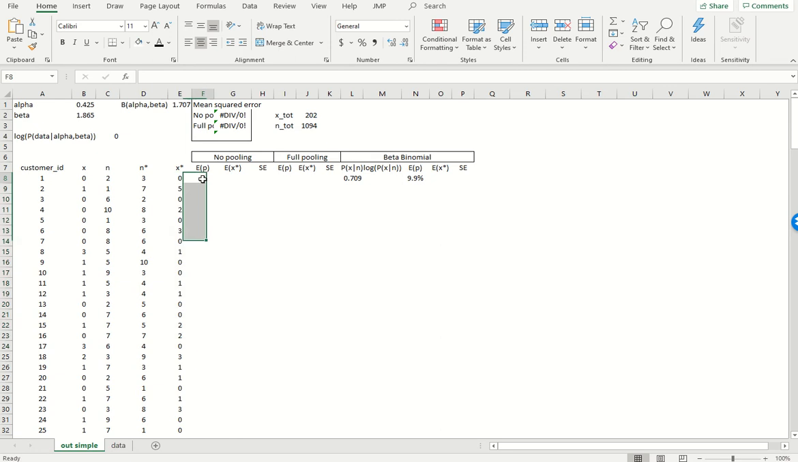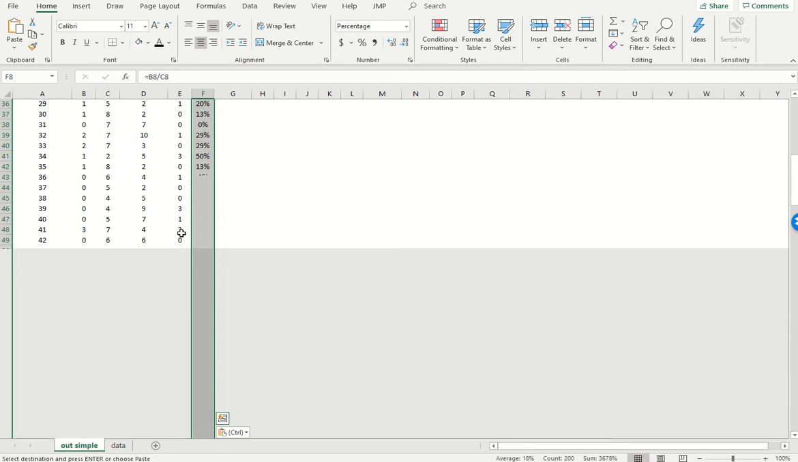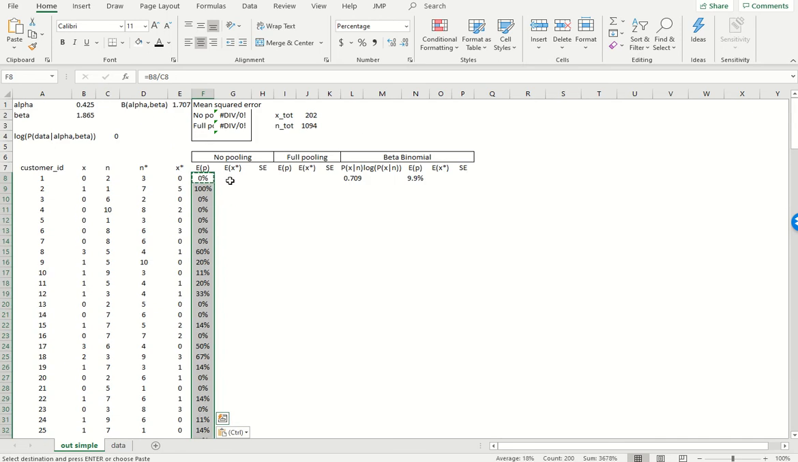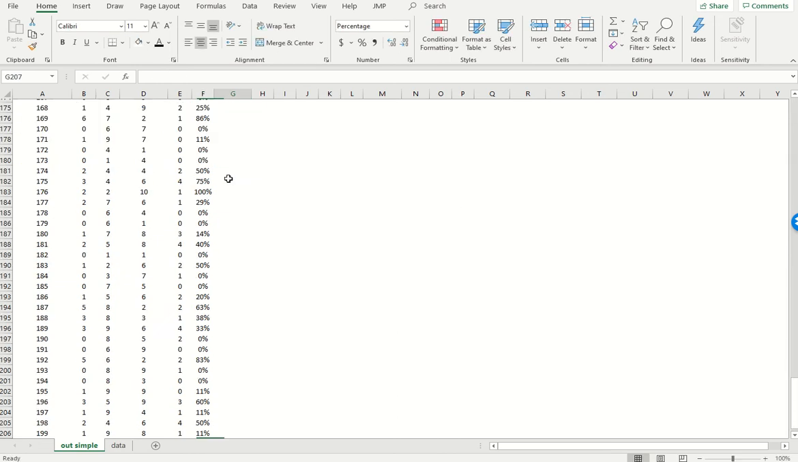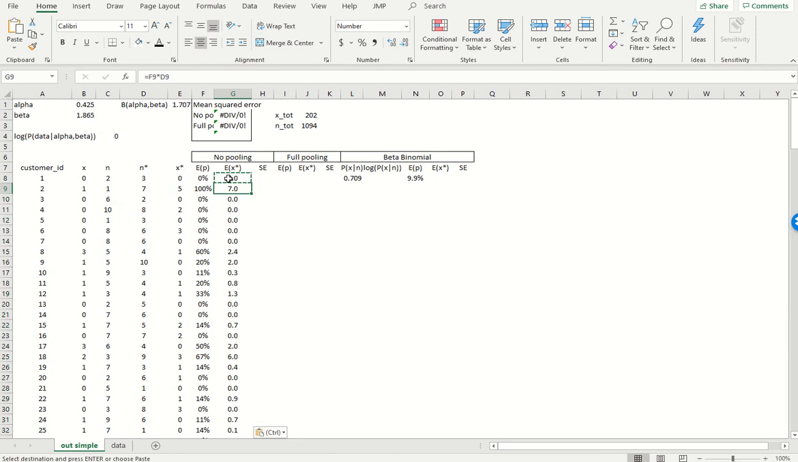So again, under the no pooling method, we're going to estimate the purchase rate for every customer by their historical purchase rate. So just x divided by n. So here we're not doing any pooling. Every customer's purchase rate is determined independently of every other customer. Then the number of purchases that we expect in the holdout period is just our expectation for p multiplied by the number of purchase opportunities in the holdout period. So that's what we did over here. We're just going to use that same formula for all the other customers.